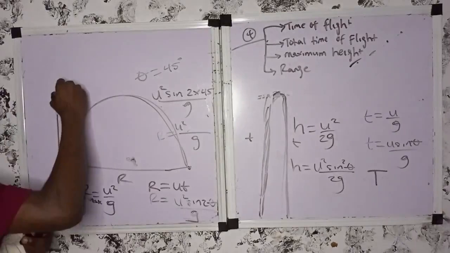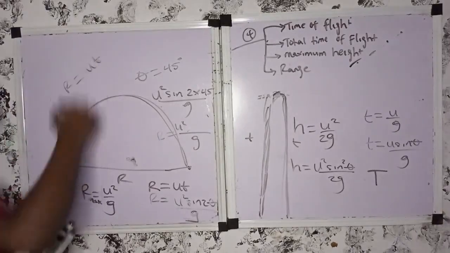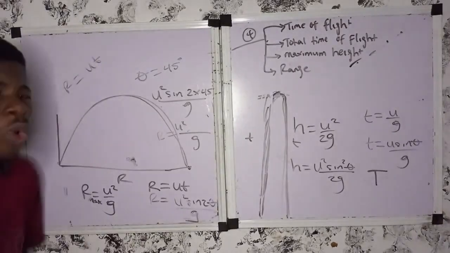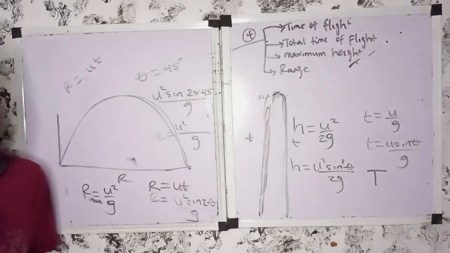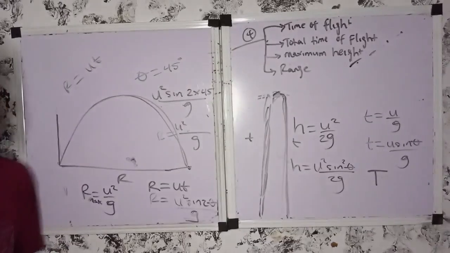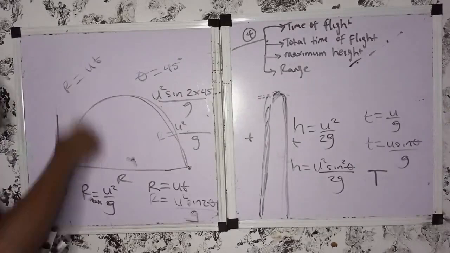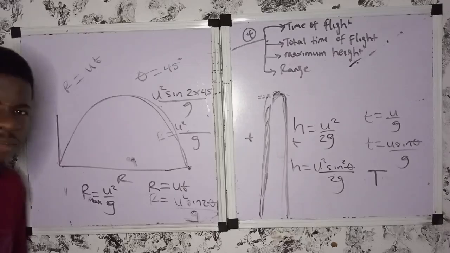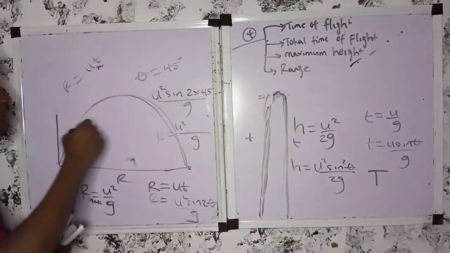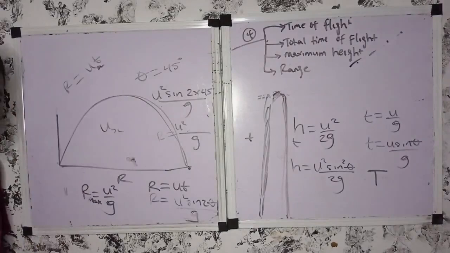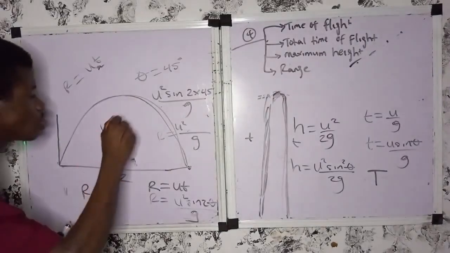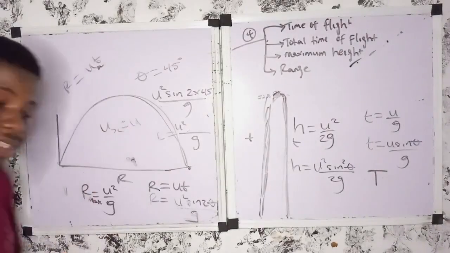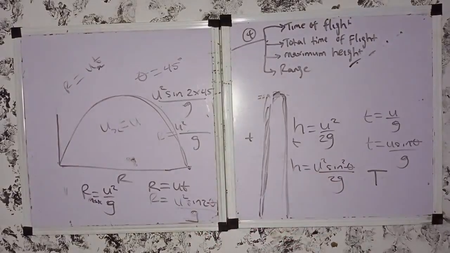Now please take note. This one, so R equals UT. Remember, range is horizontal distance. Therefore, this initial velocity here is the initial horizontal velocity. Remember, the initial horizontal velocity is Ux, right? Remember, I told you guys, Ux is equal to what?